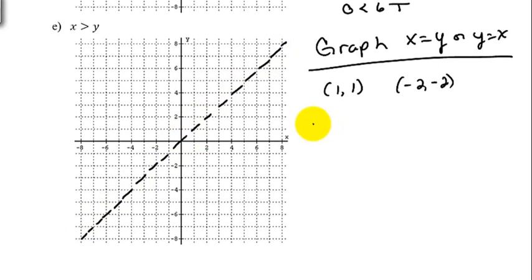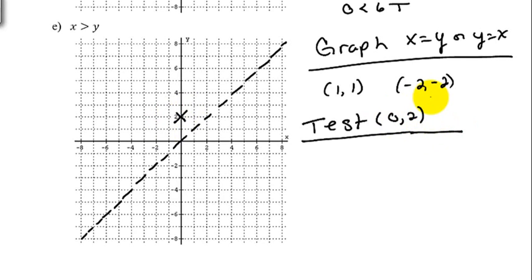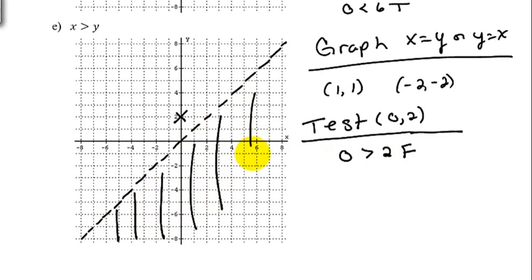So 0, 0 is on this line, so I can't test that one. I have to pick a different point to test. And it doesn't matter what point you pick as long as it's not on your line. So I'll pick the point 0, 2. And again, you can pick whatever you want as long as it's not on our line. And so if x is equal to 0, we would have 0 is greater than 2. And is that true? And it's not. 0 is less than 2, so that's a false statement. So it's everything underneath this line.